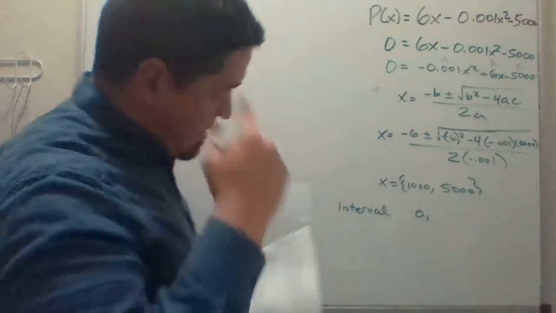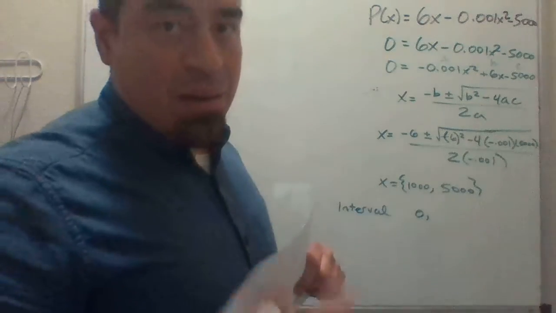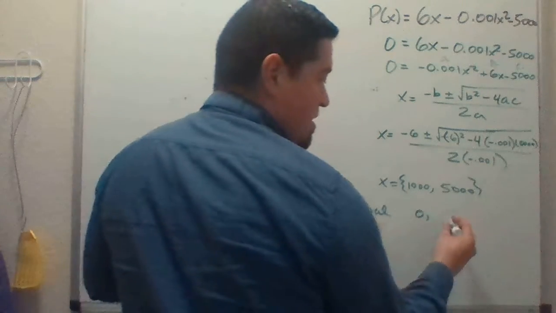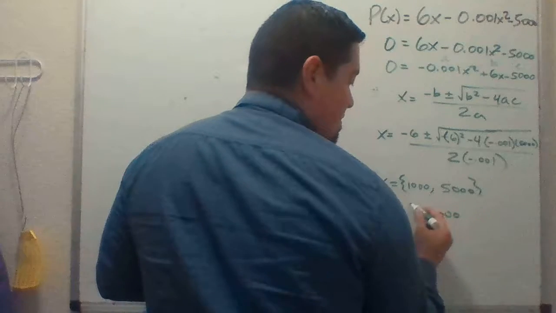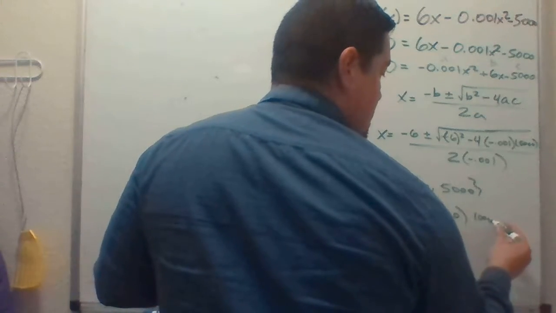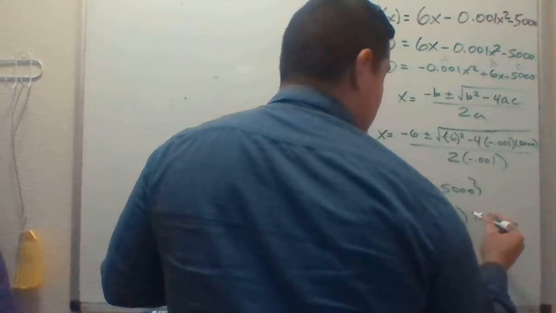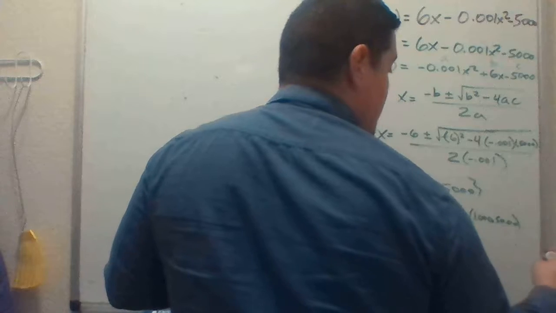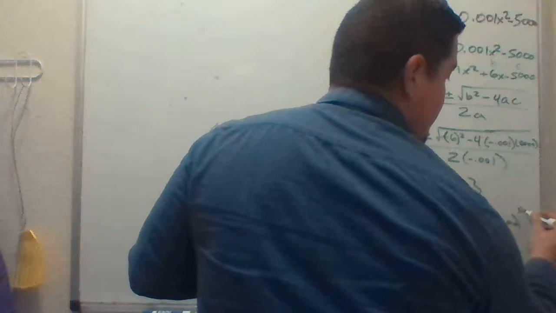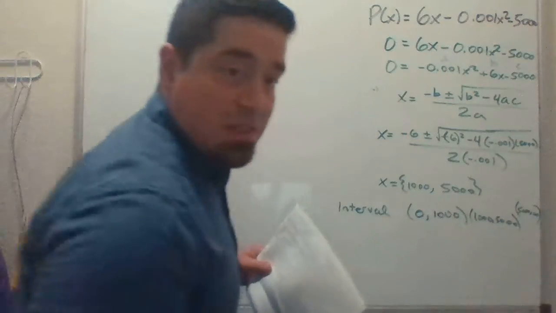But if we think about this, can we have negative loaves? No, right? So in this case, we're going to change it to 0 to 1,000 instead of negative infinity to 1,000. Then 1,000 to 5,000, and then 5,000 to infinity. I squeezed that in.